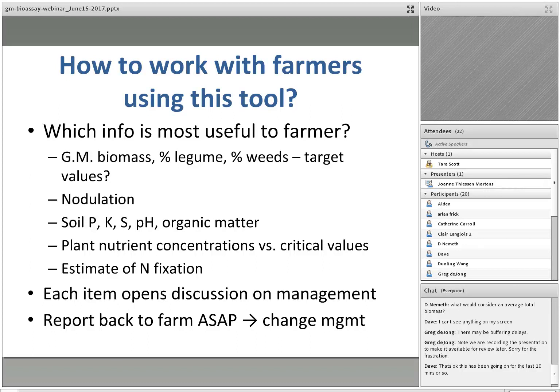The nodulation is really important for the farmer to know. If that legume has not nodulated, you need to ask that question: did you inoculate? And if so, how did you do it? What has gone wrong here, in terms of the legume not having active nodules on it? The soil phosphorus, potassium, sulfur, pH, and organic matter are all really important information for the farmer as well.